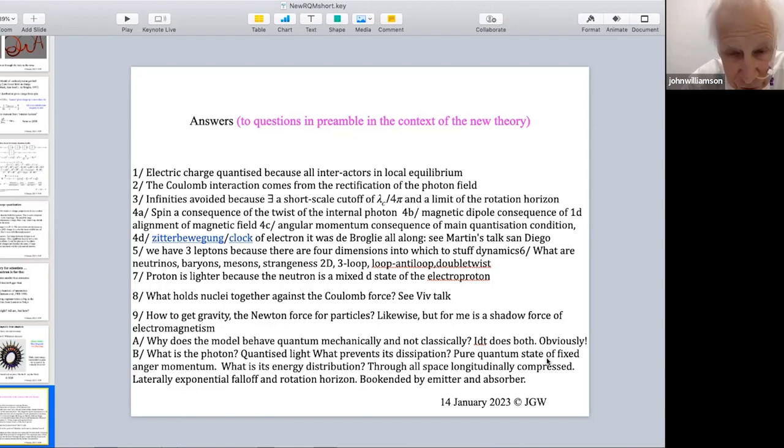The dipole moment is mu times B, the magnetic field. It's induced by a magnetic field. The angular momentum is a consequence of the main quantization condition. And the Zitterbewegung clock of the electron is blindingly obvious in this. It was de Broglie all along. De Broglie was right. And it's the Zitterbewegung interpretation of quantum mechanics.